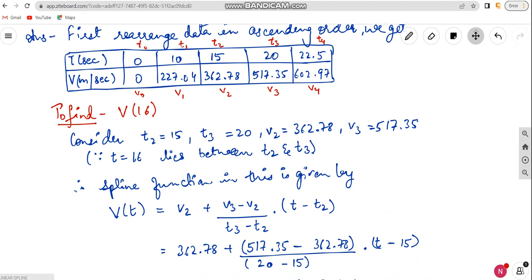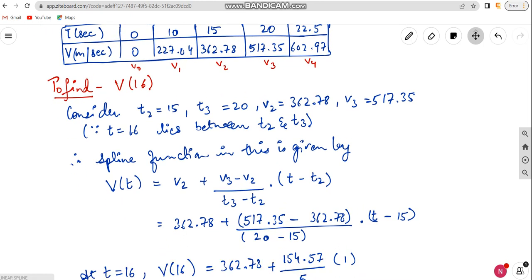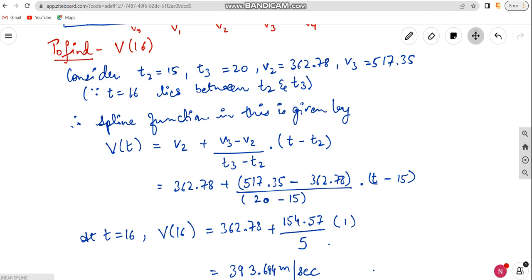So consider t2 as 15, t3 as 20, and correspondingly their v2 and v3. Now the spline function in this is given by the formula v(t) = v2 + (v3 minus v2) upon (t3 minus t2) times (t minus t2). If this is confusing, आप इसको y की form में भी लिख सकते हैं. That is totally your choice.